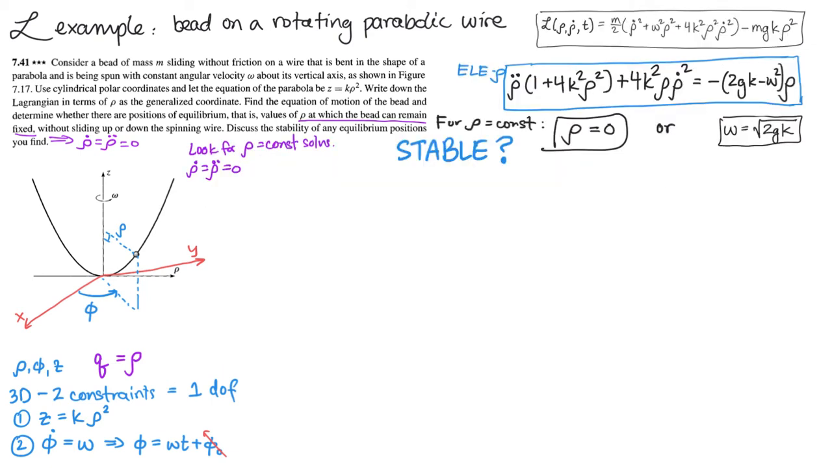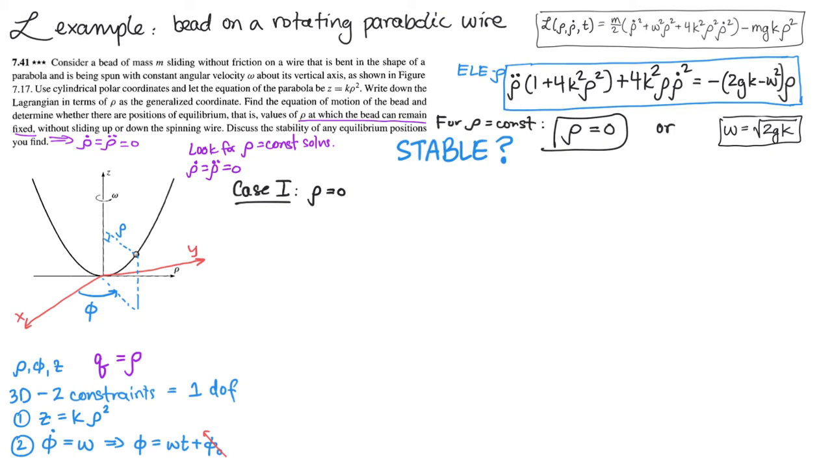Okay, so now we've found these equilibrium positions: bead right at the vertex of the parabola, or bead anywhere on the parabola, but the rotation is given by this specific amount, which depends on the curvature of the parabola. The question is, are these equilibrium positions stable or not? So let's start first with the bead at the origin and see if that's stable, and then we'll look at the other case. We can come back to the original Euler-Lagrange equation and put in rho equals 0, right? So we're going to lose this term, this term, and this term, and we're going to find rho double dot is 0.